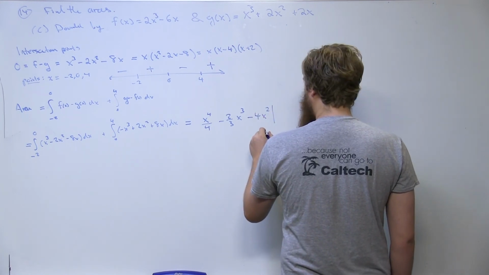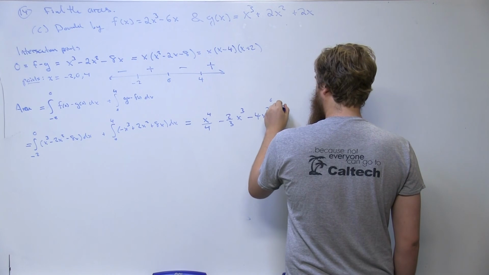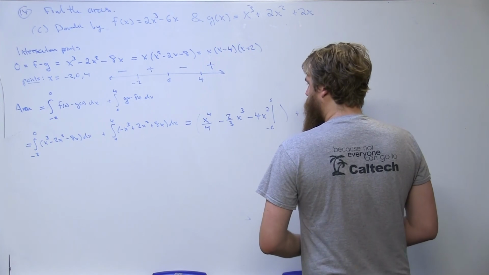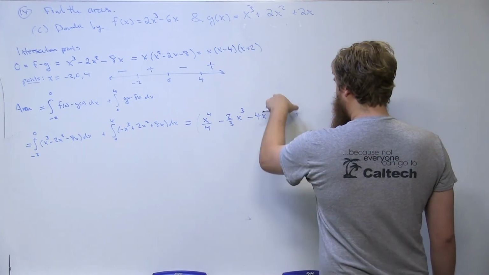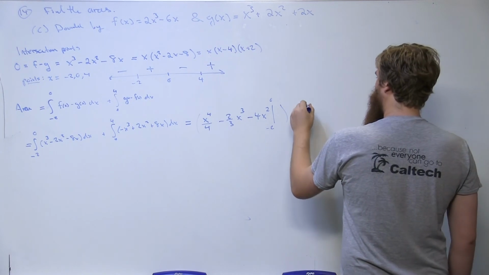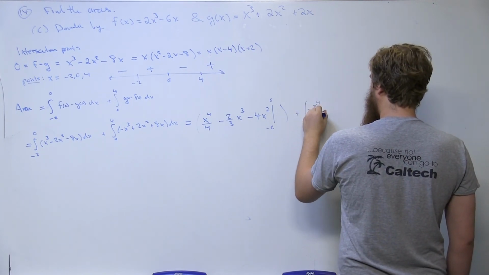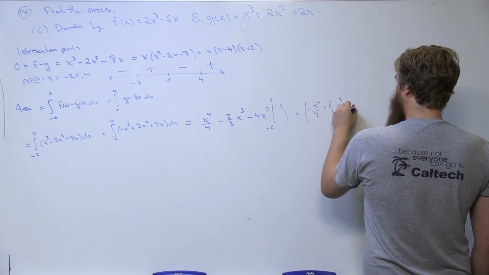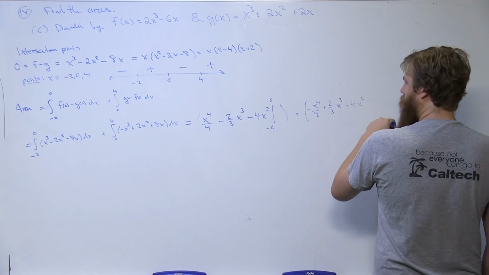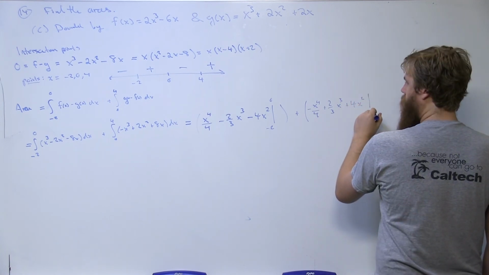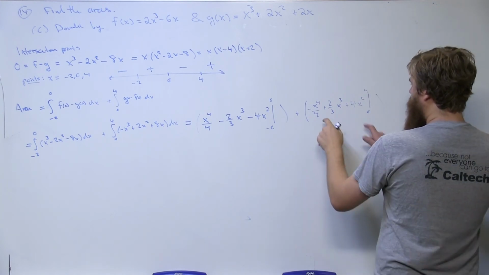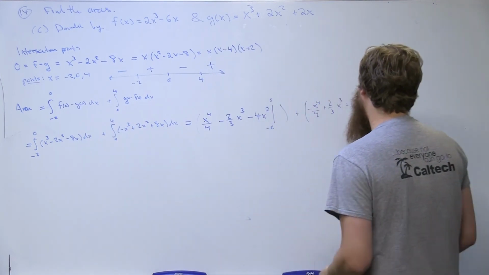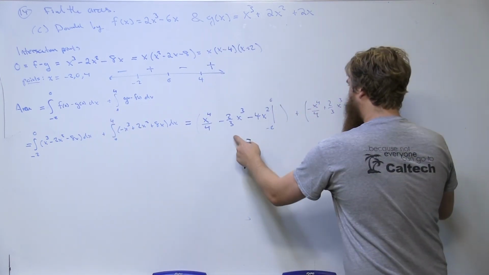And this needs to be evaluated between -2 and 0. My other piece is just these guys negative, evaluated between the other endpoints. So it will be negative x to the 4th over 4 plus 2/3 x cubed plus 4x squared, evaluated between 0 and 4. Okay? I get these antiderivatives as being the negatives of these because this whole function is the negative of this, and the linearity of the integral plays nice. All right, so now we need to evaluate each of these pieces.